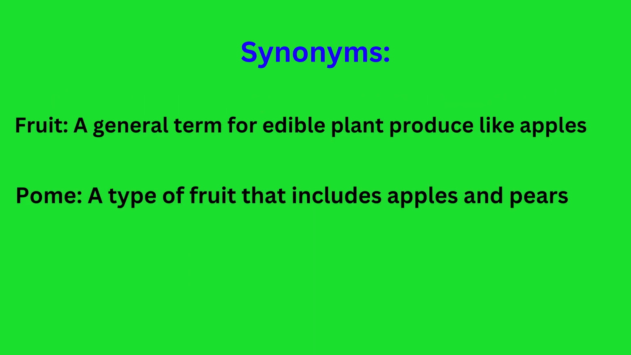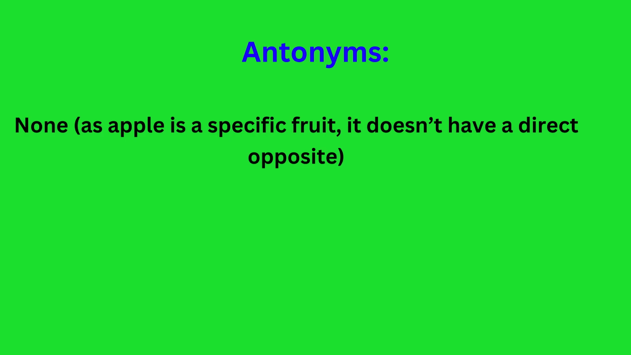Synonyms. Some related terms for apple are fruit, a general term for edible plant produce like apples. Pome, a type of fruit that includes apples and pears. Antonyms. The opposite of apple would be none, as apple is a specific fruit. It doesn't have a direct opposite.